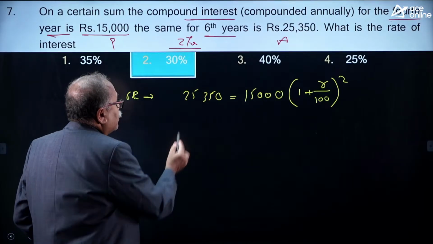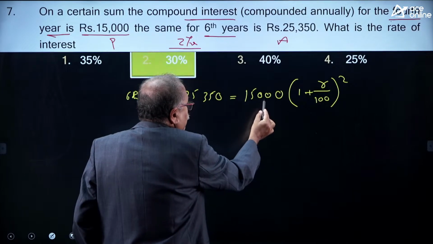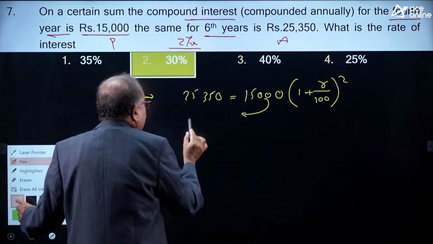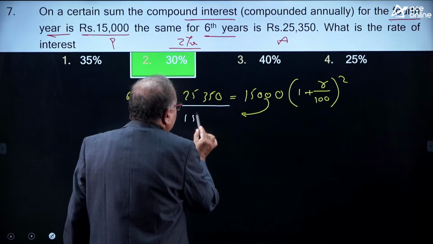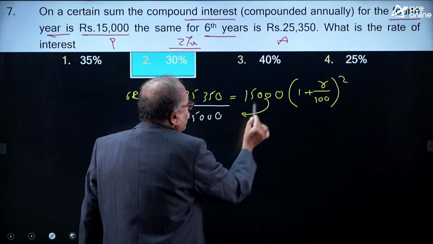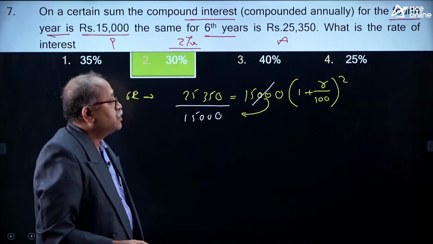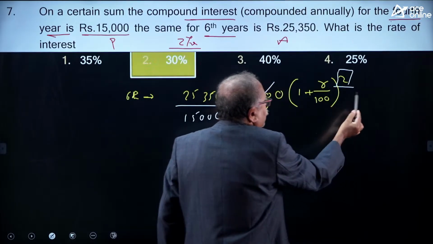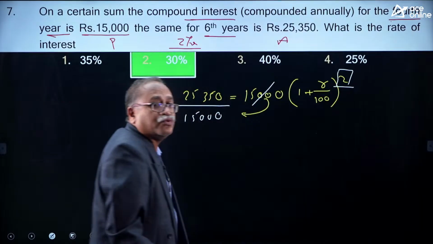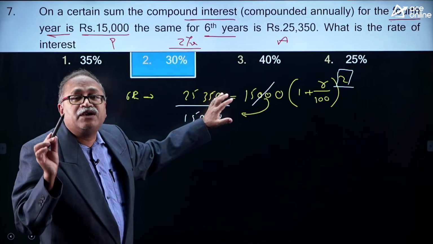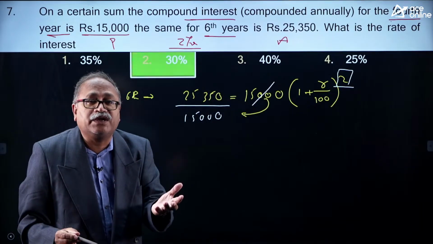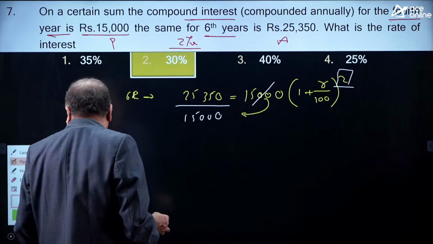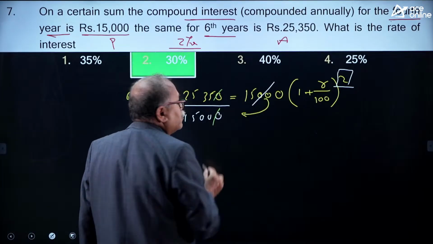So, what I will do is, I will bring this 15,000 over here. So, it comes 15,000 and cancel this one. So, which is equal to 1 plus R by 100 whole square. If my right hand side is power 2, left hand side must be in power 2, then only the number will get cancelled, or else it will not get cancelled over here. So, that understanding should be over here.